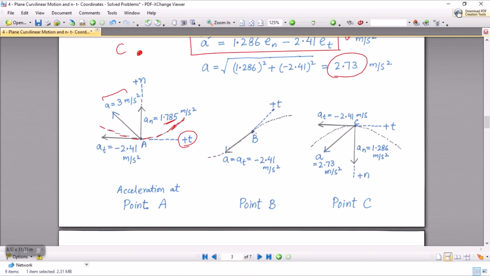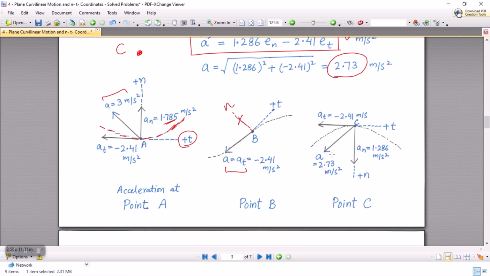At point B, it was the point of inflection, so it has only t component, but the value which we determined was minus 2.41, which means it should be in the negative t direction. So I draw it in the negative t direction with a value equal to 2.41 meter per second square, right? No n component, right? So this is the n direction, so no n component in that direction.